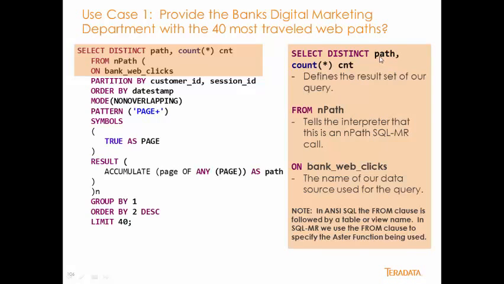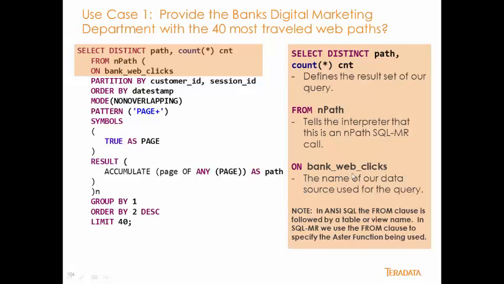So we're going to get the path of all of our users and their accounts and the things they did online for those sessions. And then we're going to get a count of those users across millions of those account holders and their sessions. From nPath, this particular statement right here tells the interpreter that we are using an nPath SQL MapReduce statement. And the rest of this is a set of predicates or instructions that tells nPath how to function.